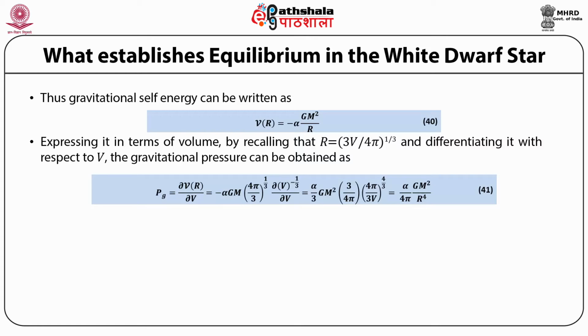multiplied by 3/4π into (4π/3V) raised to power 4/3, which is equal to α/4π into G M²/R⁴.